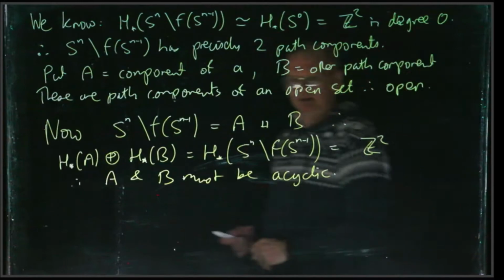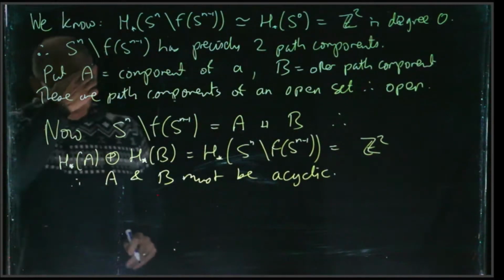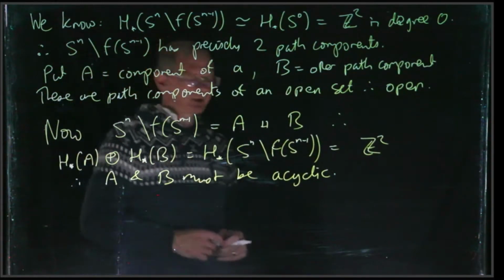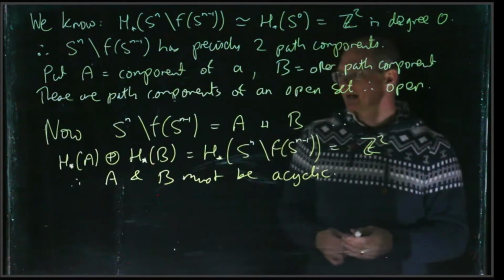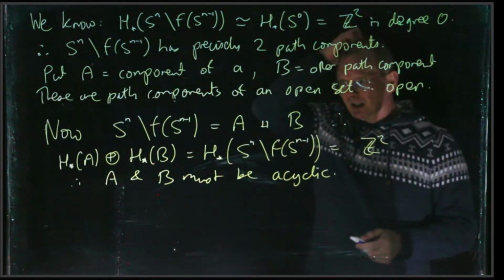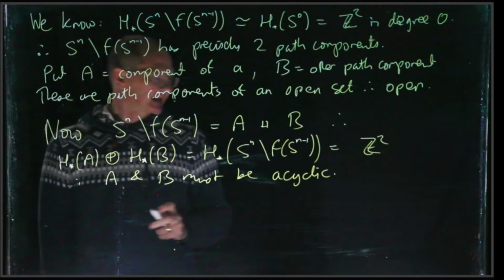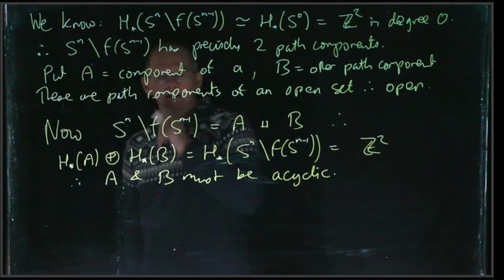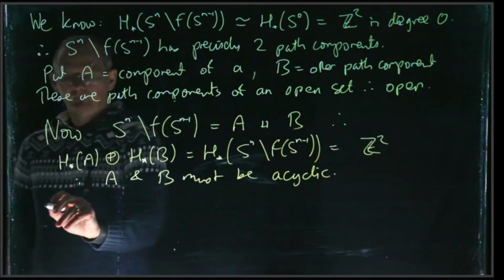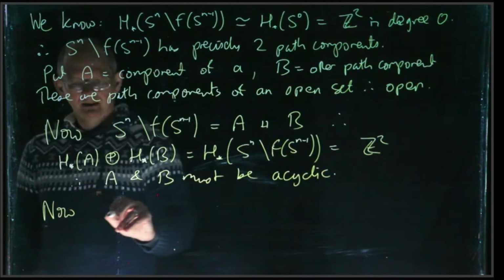Okay, so we've got this complement. It's written as a disjoint union of 2 acyclic open sets. But this was the complement in S^n, and we wanted the complement in R^n instead. Okay, so let's think about that.